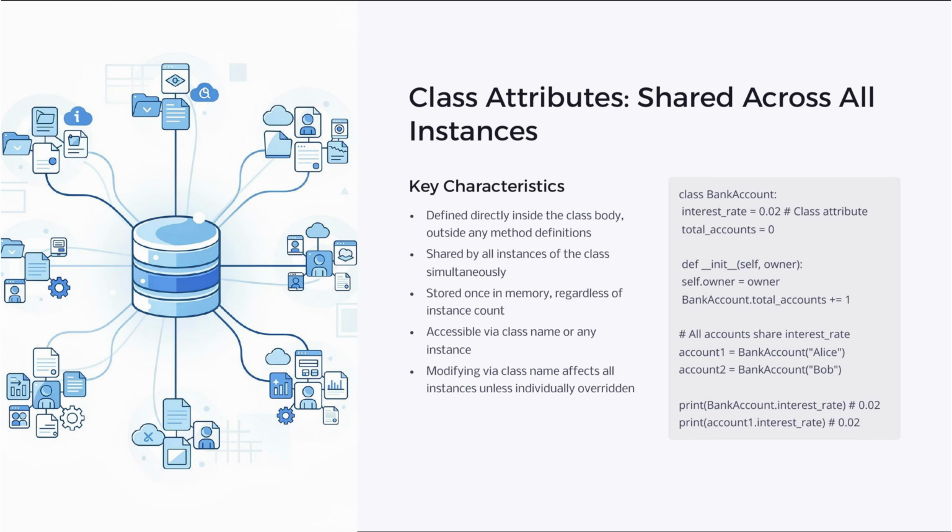Class attributes are defined within the class body and shared across all instances. They are stored once in memory, ensuring efficiency. Accessible via the class name or any instance, changes to class attributes affect all instances unless overridden. For example, in the BankAccount class, the interest rate is shared by all accounts, demonstrating this concept effectively.